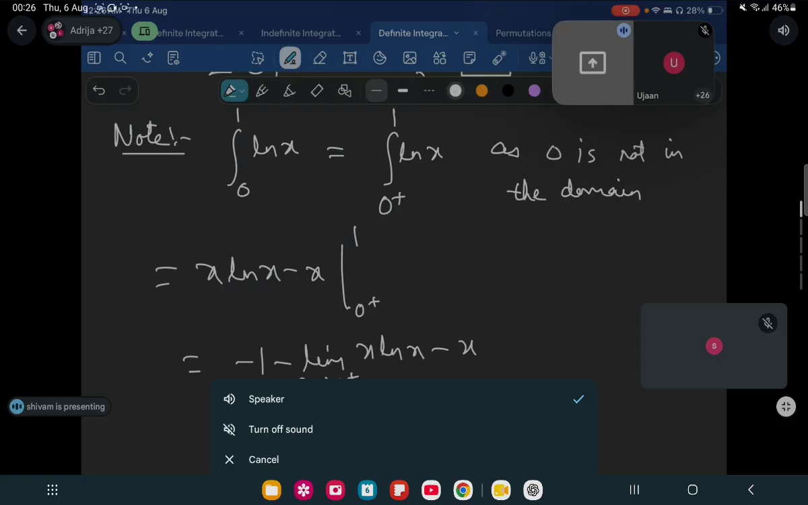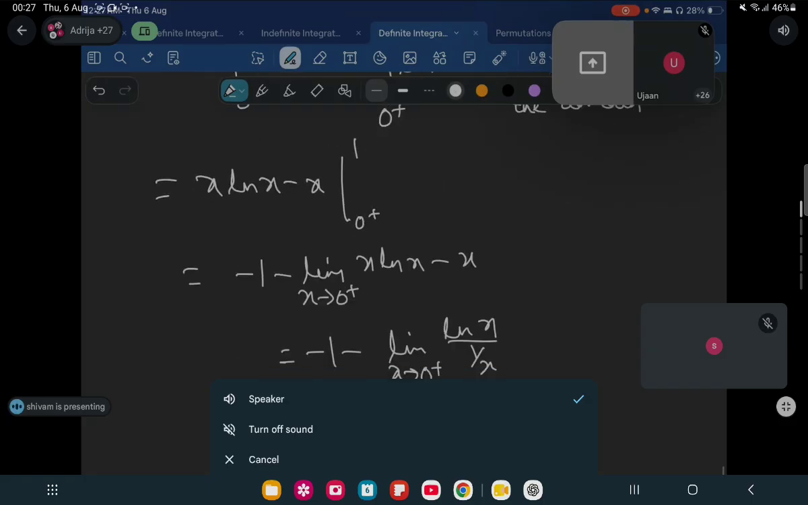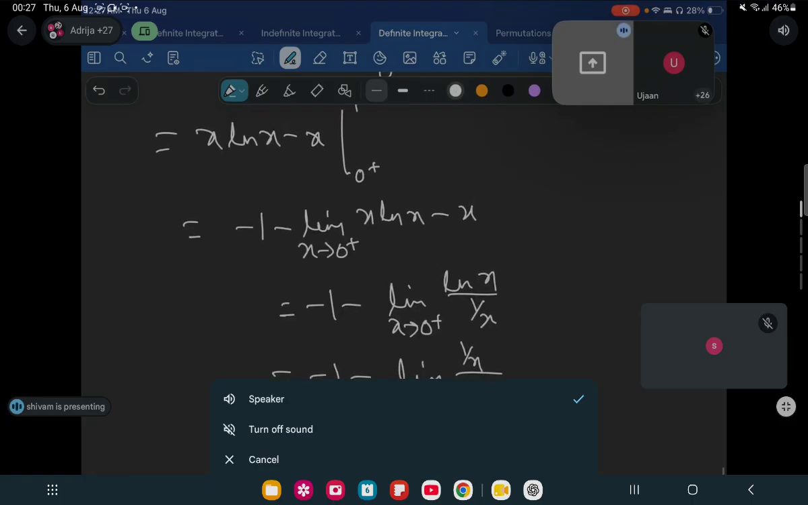And this is 0 times infinity form, x ln x. So we can change it. This will become minus 1 minus limit x tends to 0 plus of ln x by 1 by x. Now we can use L'Hopital's rule, which is equal to minus 1 minus limit x tends to 0 plus of 1 by x divided by minus 1 by x square. Finally this will become minus 1 minus limit x tends to 0 plus of minus x, which is equal to minus 1 minus 0, that is minus 1.